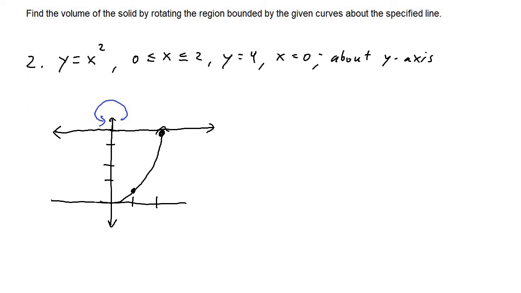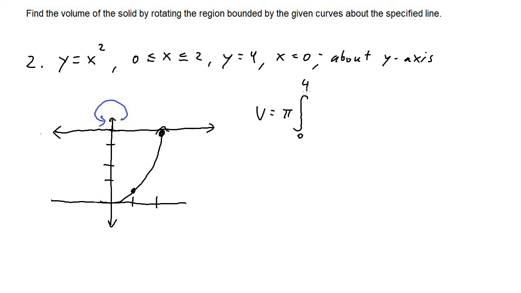So we can use the disk method. However, we are rotating around a vertical axis, the y-axis, so we have to put everything in terms of y. The formula for the disk method, once again, is volume equals pi times the integral. Now this is going to be for our y bounds. So where do our y values range from? Well, they range from 0 all the way to 4 for the region. So our bounds are going to be from 0 to 4.